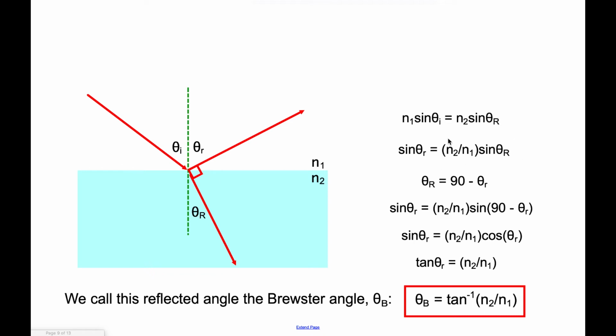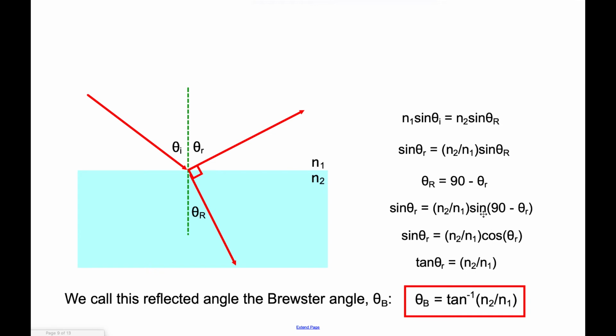Now, I just told you, the Brewster angle has a really special property. The reflected ray and the refracted ray are exactly 90 degrees apart, which means the refracted angle is 90 degrees minus the reflected angle. Making another substitution into our equation, we can substitute the refracted angle for our reflected angle.